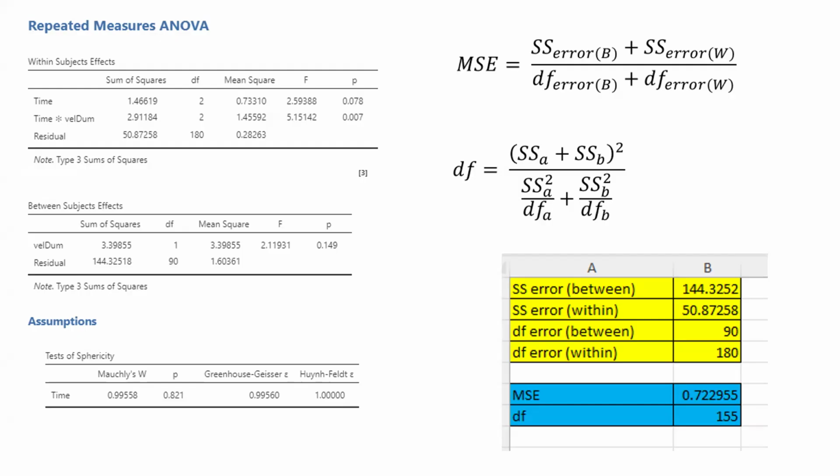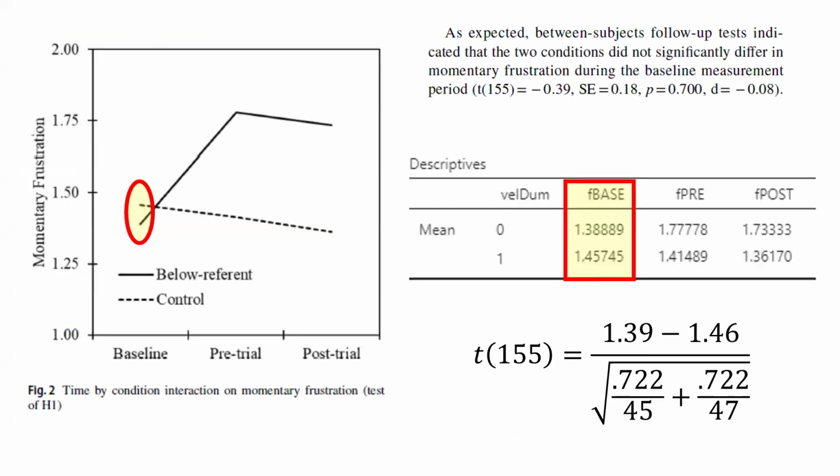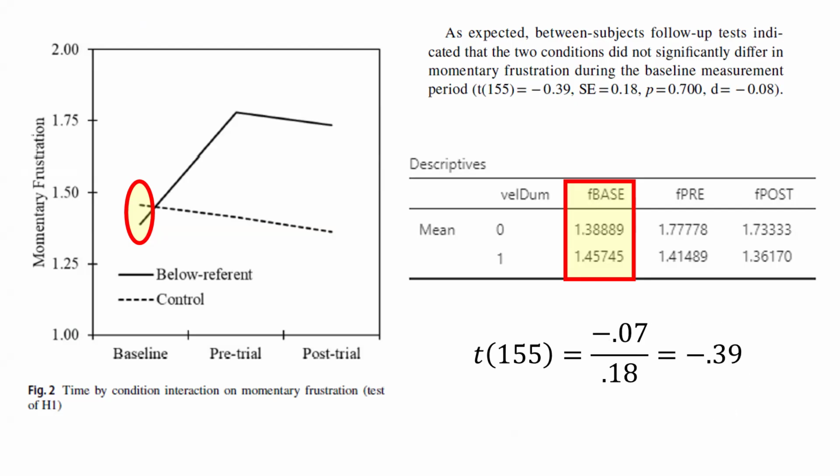So we see that I have a mean squared error of 0.722 and a degrees of freedom of 155. So I can go ahead and pop that into my equation there. And then it's just a matter of solving, where I have in the numerator, the difference between those means was negative 0.07. My standard error, which is my denominator, is 0.18, and that comes out to a t of negative 0.39.